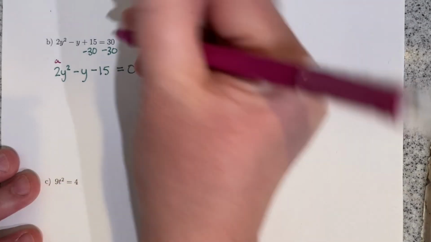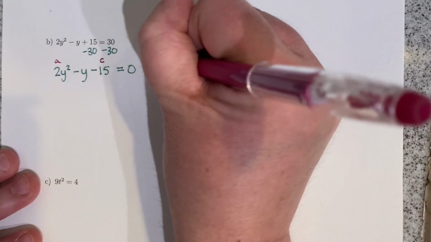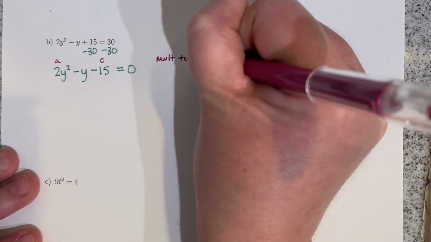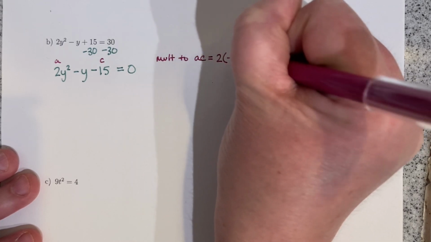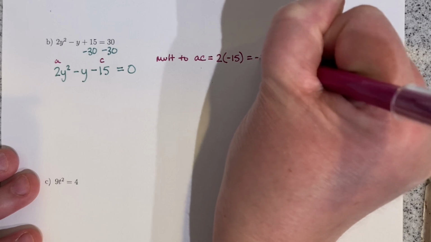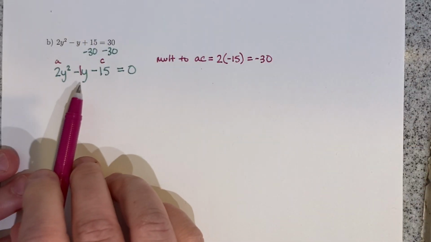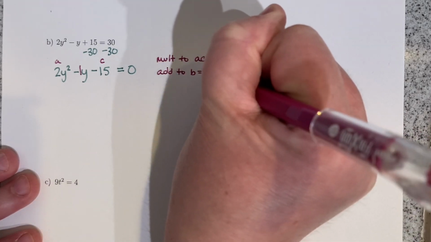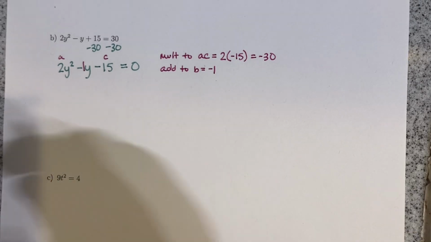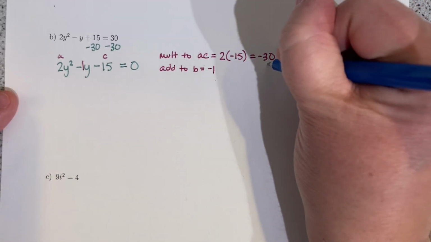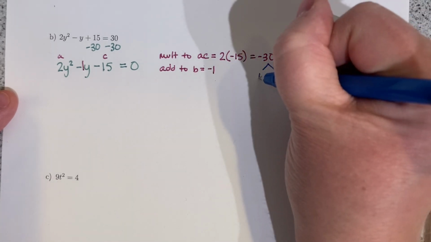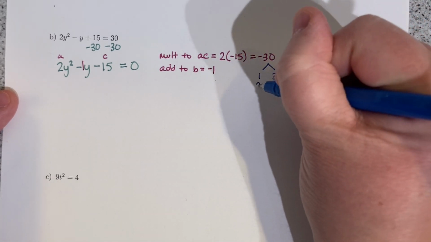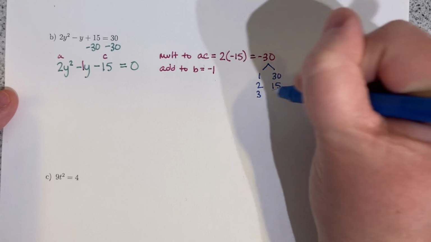So we got an A that isn't a GCF that I can factor out. We got C, so we need to multiply to A times C, which is 2 times -15 or -30. And then we're adding to -1. Add to B equals -1. We still add to the middle number. So let's make a list of what multiplies to -30. 1 and 30, and I'll deal with the negative sign afterwards. 2 and 15, 3 and 10.